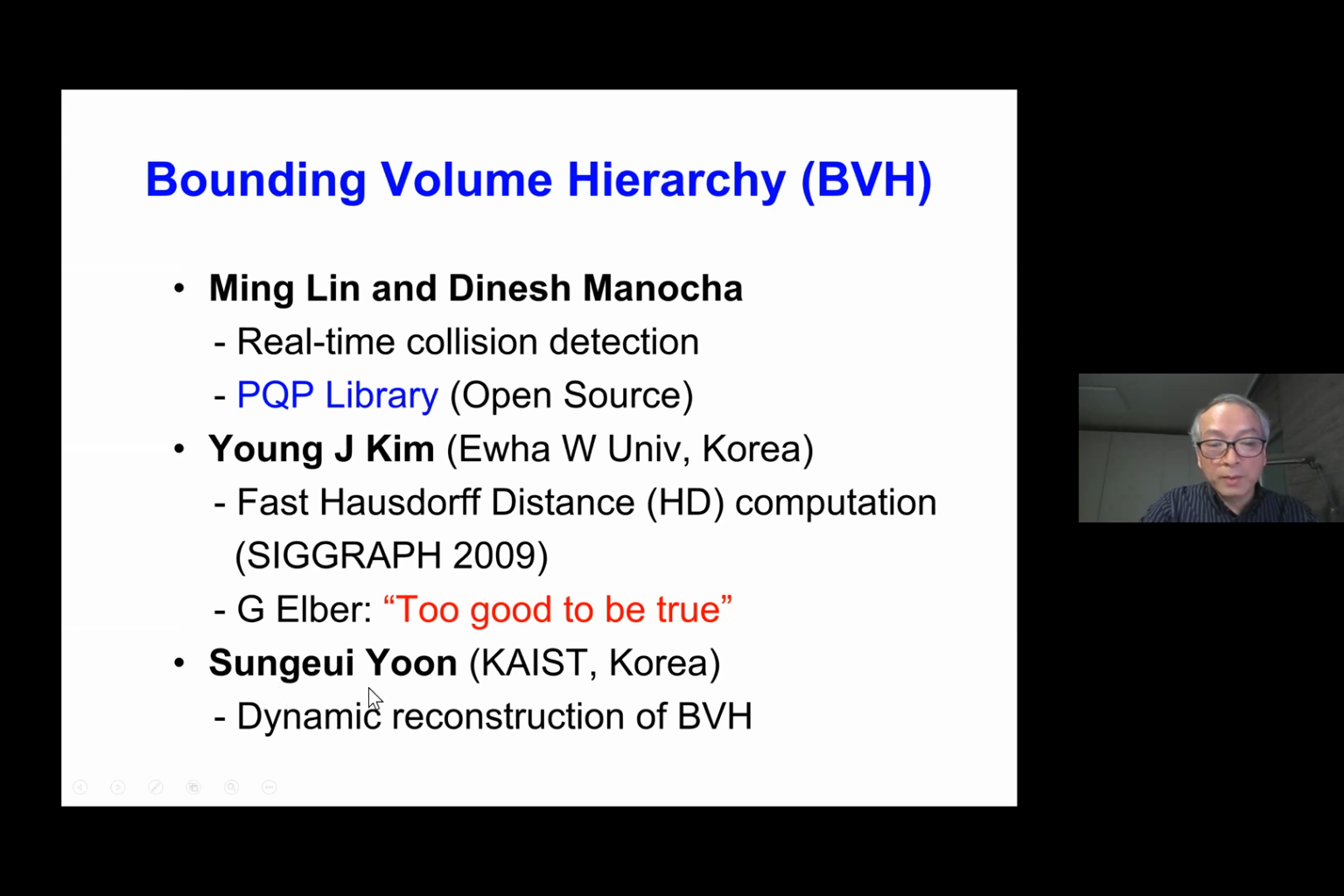And there is another Korean professor at KAIST who did a PhD under Dinesh Manocha. He is an expert in dynamic reconstruction for deformable polygonal meshes. I had some discussion with Professor Yoon at KAIST, and then we realized that spline models have a lot of advantages in dynamic reconstruction of this spatial data structure compared with the bounding volume hierarchy for polygonal meshes, because of beautiful spline structures and equations and all these extra structures and geometry available. So we decided to continue this research.